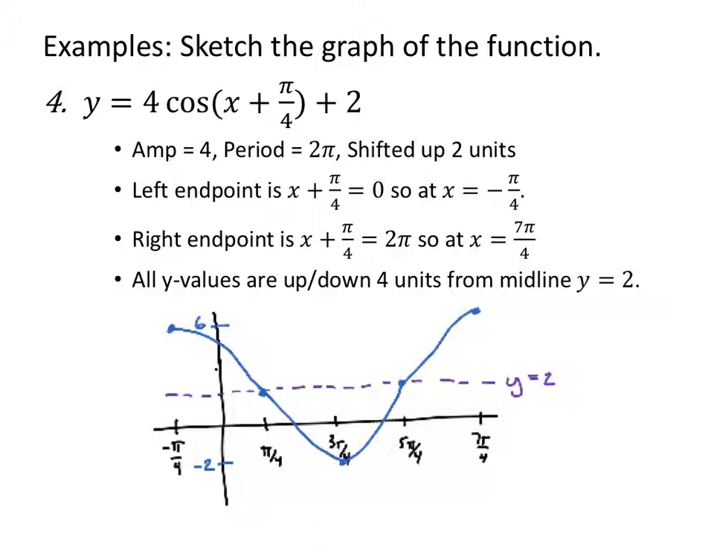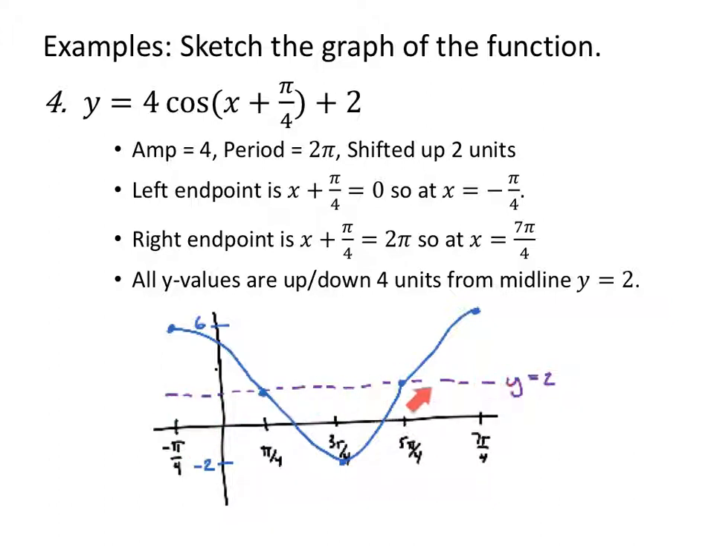Alright, here's what Bugs Bunny would call the coup de grace. y equals 4, so our amplitude is 4, cosine of x plus pi over 4. Period is 2 pi over 1. The left endpoint is when x plus pi over 4 equals 0, so x equals negative pi over 4. That's my phase shift, so that's where I'm going to start. And then the plus 2 tells me my graph is shifted up 2 units, so my center line is up 2 units. Normal center line of cosine is 0. I shift it up 2 units, my y equals 2.